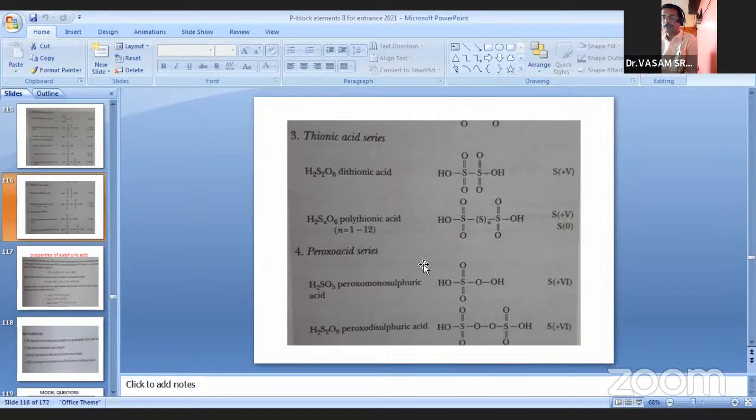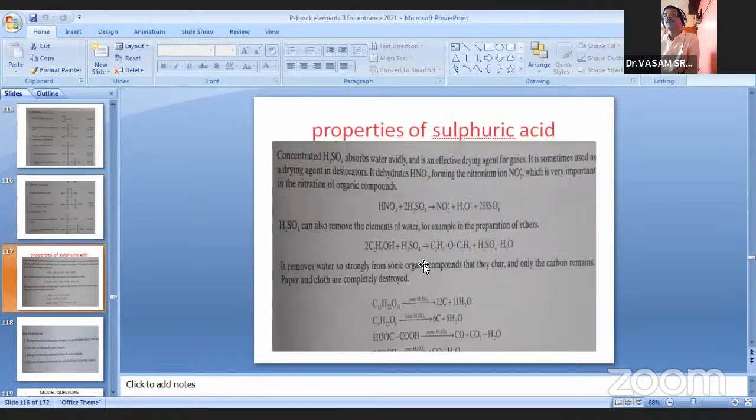Out of the 10, the 4 acids: H2SO4's common names are chamber acid and king of the chemicals, and pyrosulfuric acid's common names are oleum and fuming sulfuric acid, and peroxy monosulfuric acid's common name is Caro's acid, and peroxy disulfuric acid's common name is Marshall's acid. The 4 common names are very, very important. And now coming to the individual acid, sulfuric acid, some properties from the examination point of view.